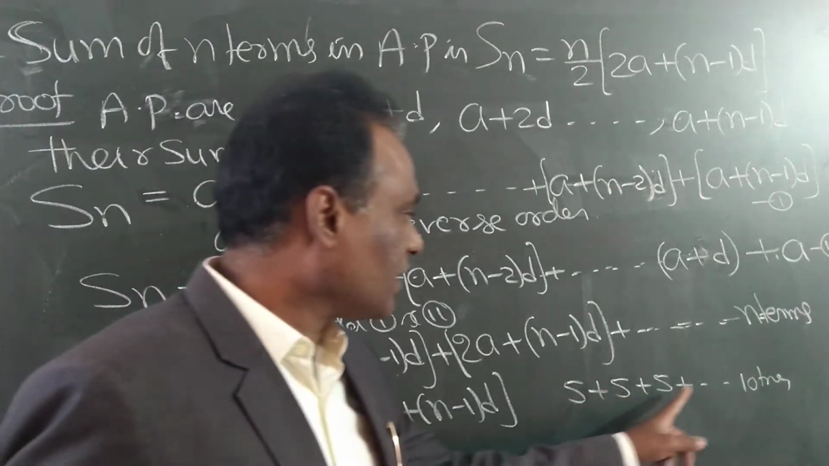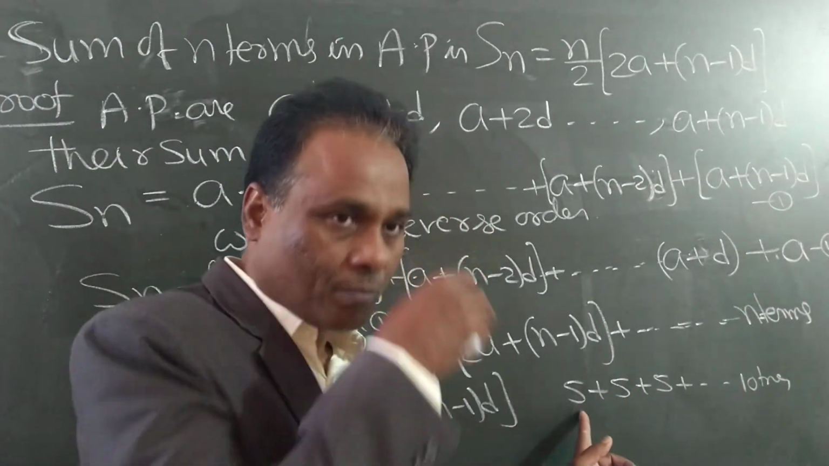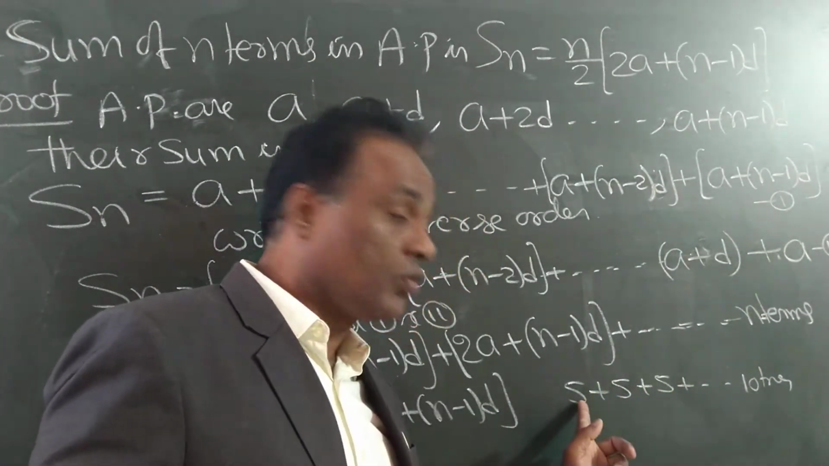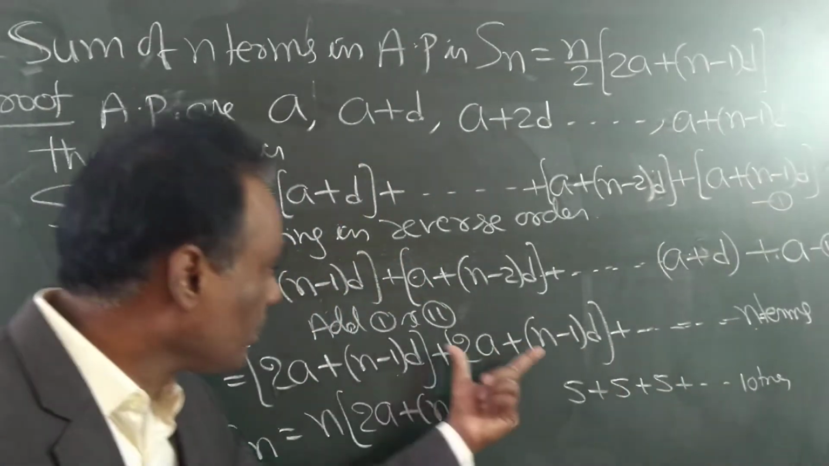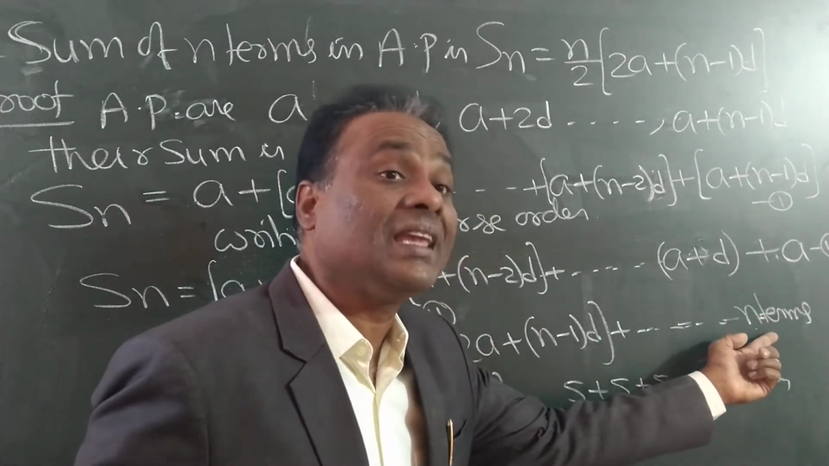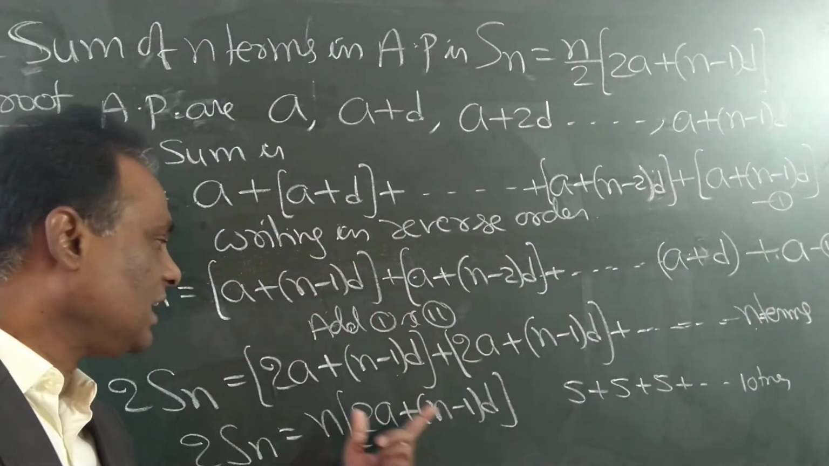If the same number is added 10 times, it is 10 into that number. If it is added 20 times, it is 20 into 5. If this is added how many times? N times. Same number is repeated how many times? N times. So the answer is n into each number.